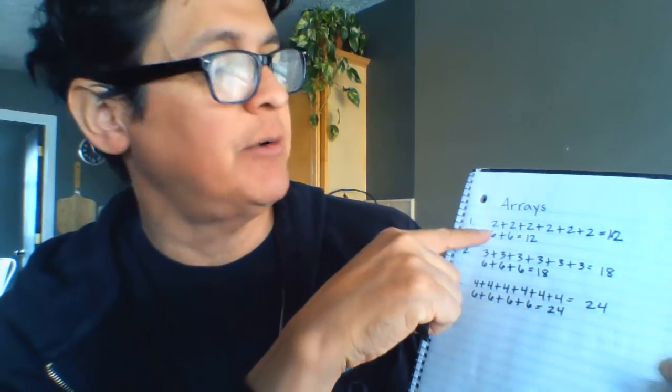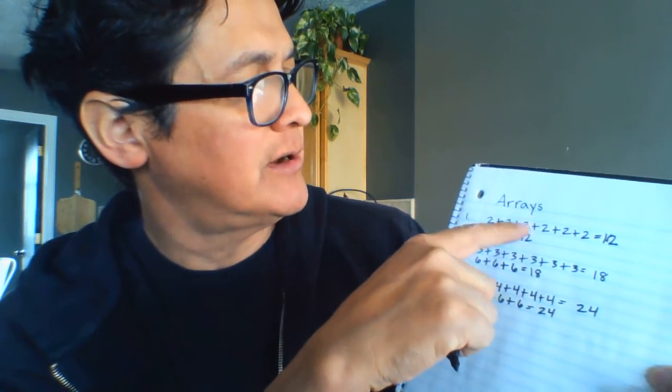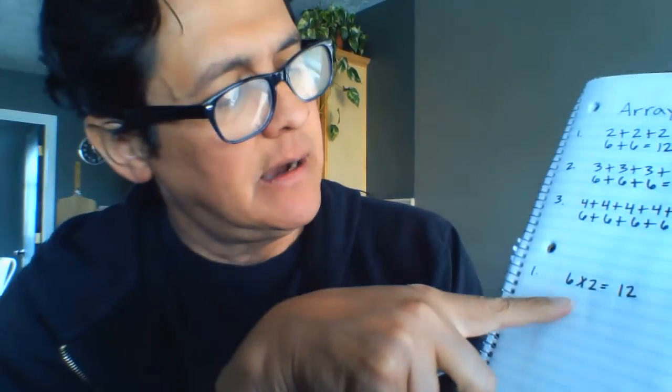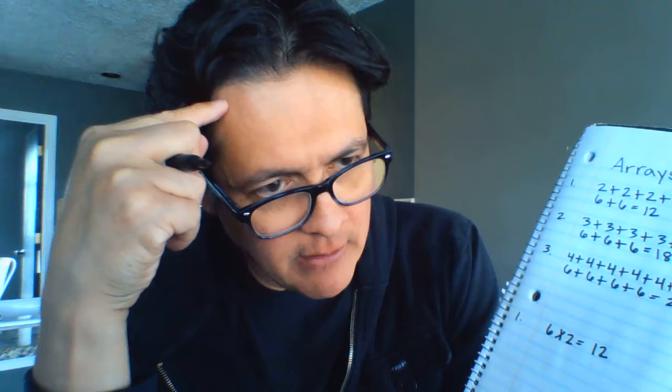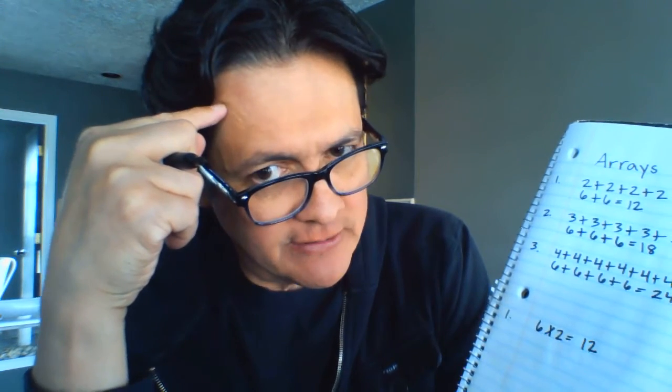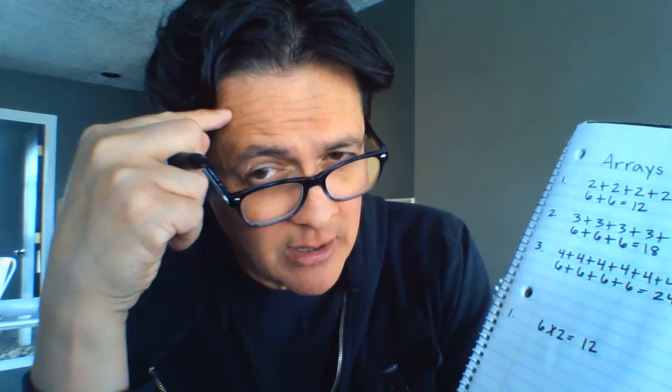And let's count. Remember how many times we have two over here? 1, 2, 3, 4, 5, 6. So let's put number one. 6 times 2 equals 12. So you see, although you are writing less on paper, you're still doing the same amount of adding in your head. It's just that it's called multiplication rather than addition. And essentially, multiplication is repeated addition.